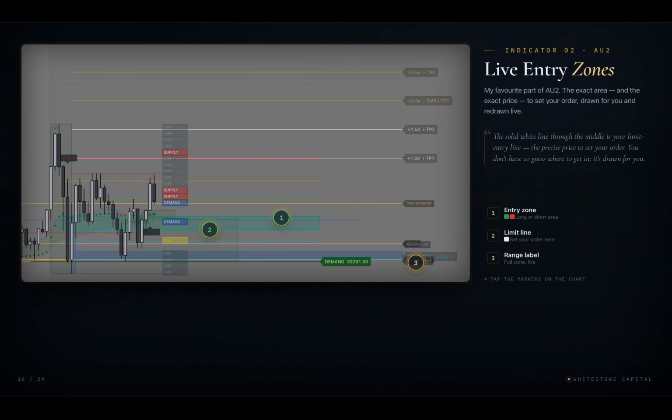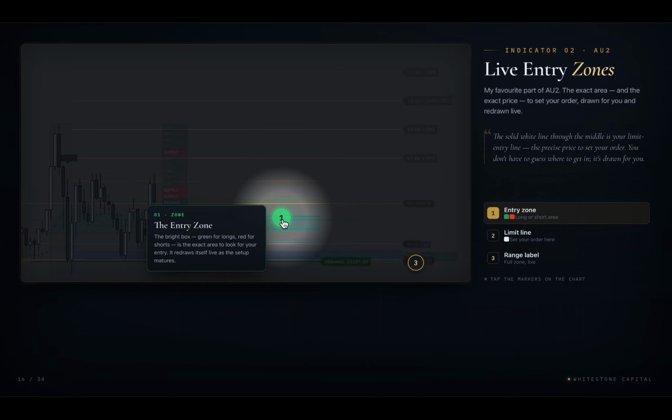Now, this is my favorite part of the AU2, the entry zone. This bright box, green for longs and red for shorts, is the exact area you are looking to actually enter your trade. It also redraws itself live as the setup matures.